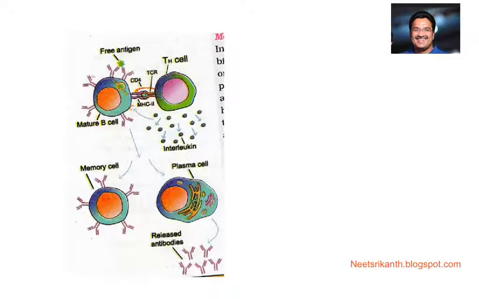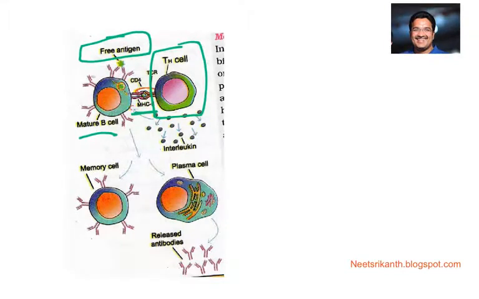Here in the diagram, you can see a mature B cell having antibodies on the surface to recognize a particular microbe, a free antigen moving in the body fluids. It is recognized by the antibodies present on the cell surface. And here you see the MHC class 2 molecules on the cell surface. With the help of MHC class 2 molecules, it submits the processed antigen to the T helper cells.